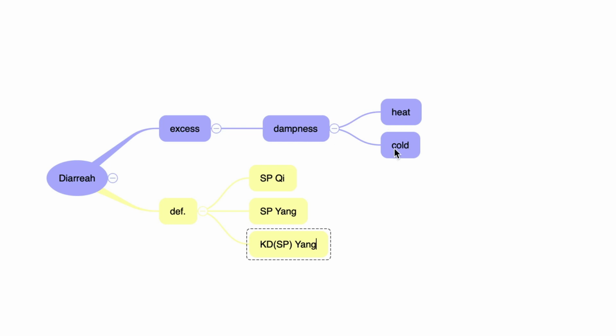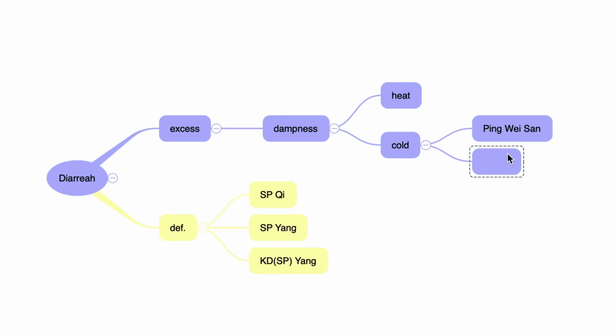and cold. And cold, like Pingwei-san. Pingwei-san does not have cold or hot properly. You can use Pingwei-san for diarrhea. This is obviously an acute one. And you can use, do you remember? Hu Shang Cheng Chi-san.